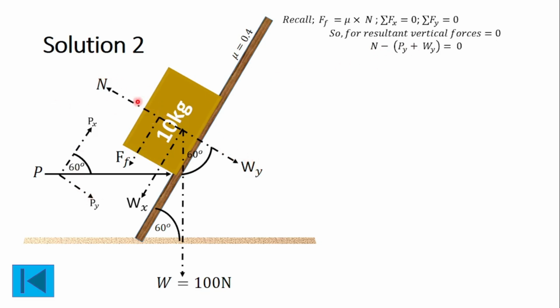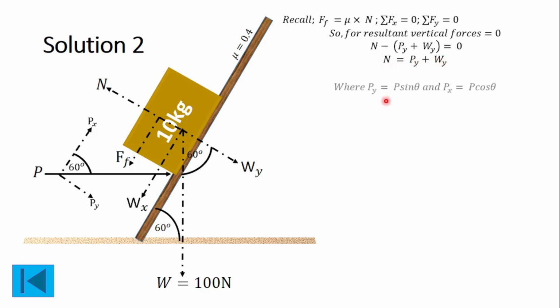Looking at it, the normal reaction is moving up, weight is moving down, and P sub y is moving down. So net force in one direction minus net force in the other direction will be equal to 0. N is moving up, so n minus all the ones moving down, P sub y plus W sub y, gives us 0. When you take this to the other side and make n the subject, n equals P sub y plus W sub y.